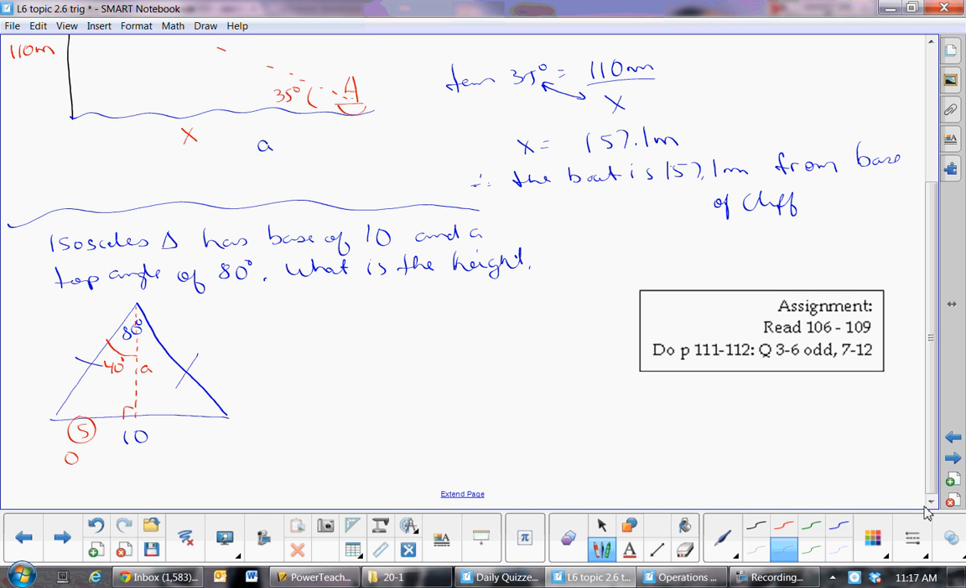Okay, so a few things there that students were confused by. Top angle of 80, therefore if I cut it right down the middle, I'm going to get a 40 and a 40, and I'm also going to get a 5 and a 5 for my length. So I will use good old tan theta again, right? Opposite over adjacent. Tan 40 degrees equals, opposite is 5 over x. These two will trade. What does x equal?